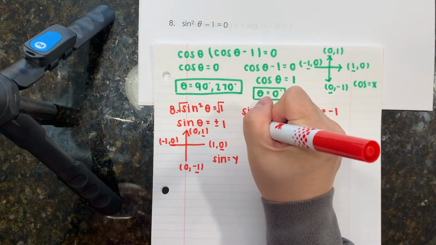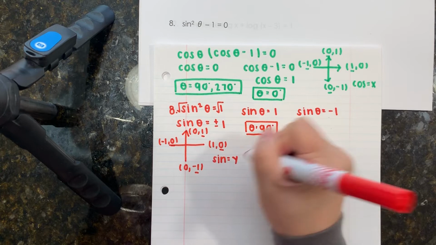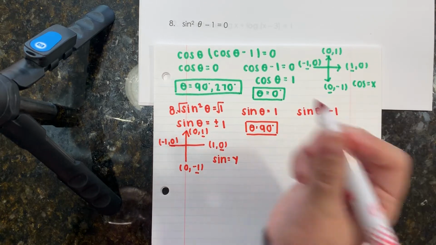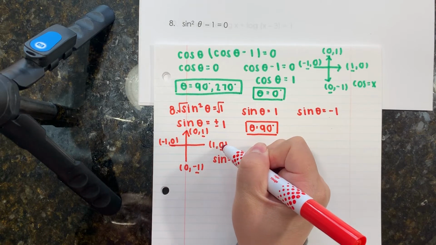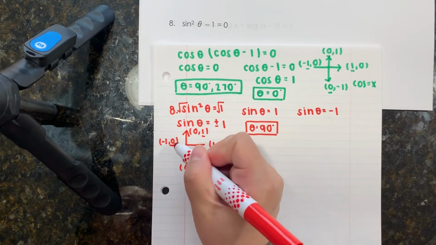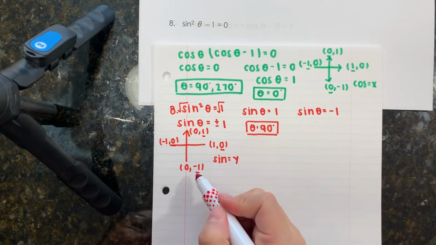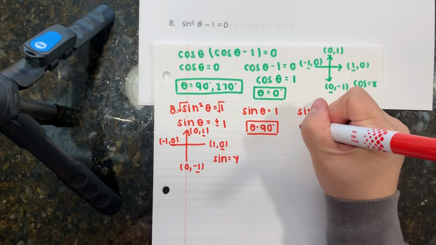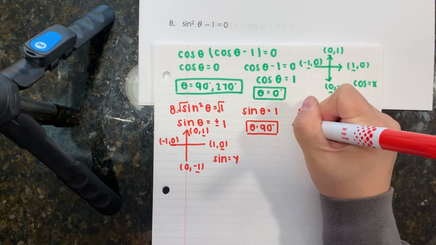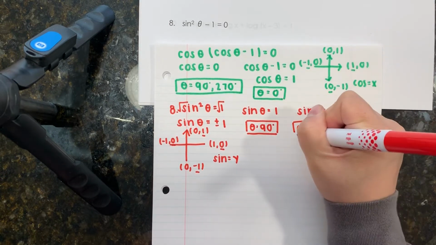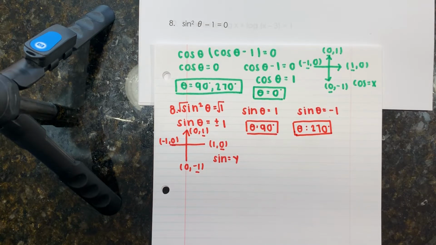So that's going to be one of my first answers. And then I'm looking for where my y coordinate is equal to negative 1. At what degree? At 0 degrees, sine is equal to 0. Sine of 90 is equal to 1. Sine of 180 is equal to 0. But look at sine of 270. Sine of 270 is equal to negative 1. So that means that my second answer is going to be theta is equal to 270. So you have 2 answers.